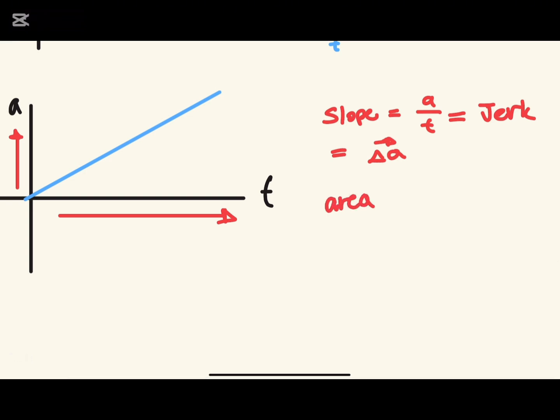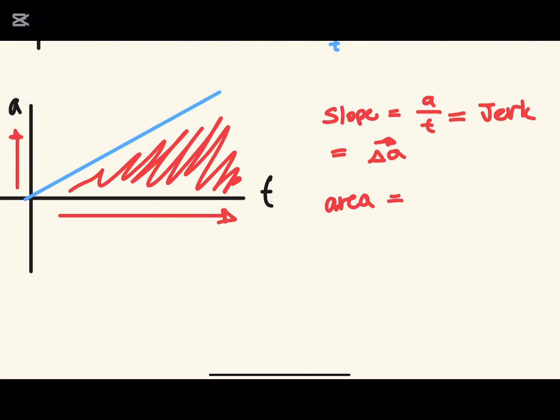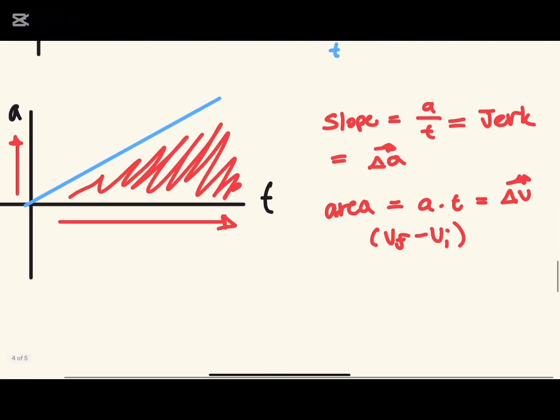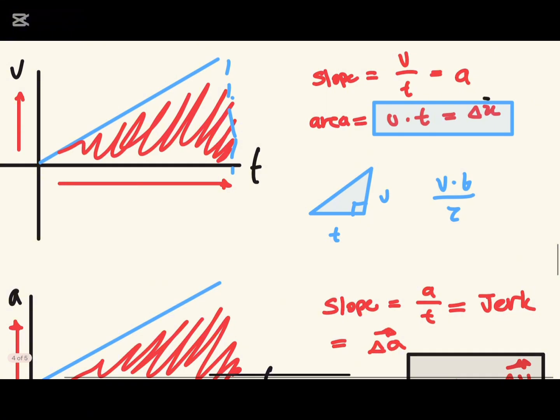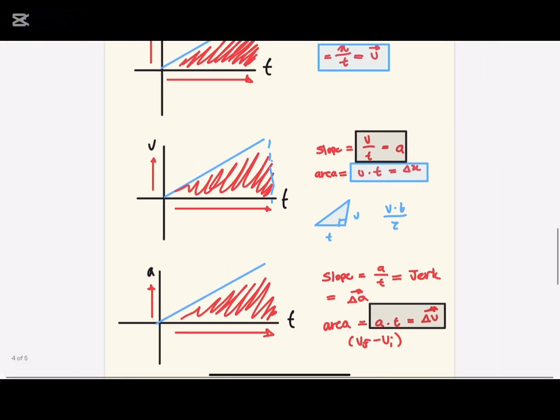While talking about area, we do acceleration times time, following the pattern we've done for the other two graphs, and that is equal to the difference of velocity. So in other words, velocity final minus velocity initial. And we know this because, again, this is just a rearrangement of this. And here you have it.